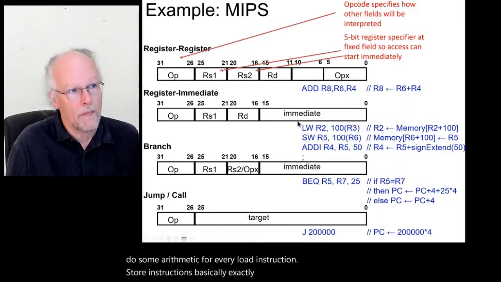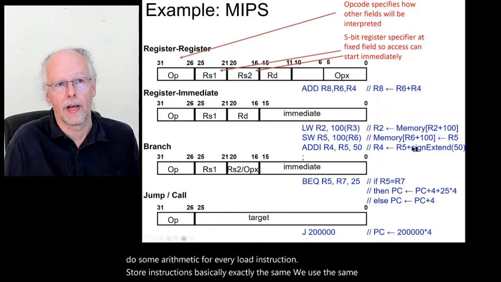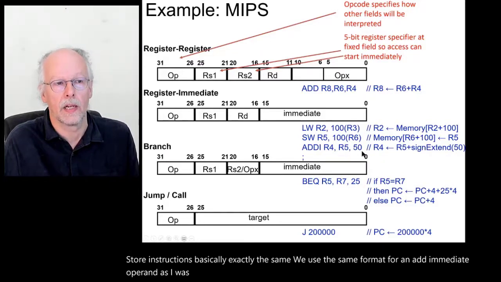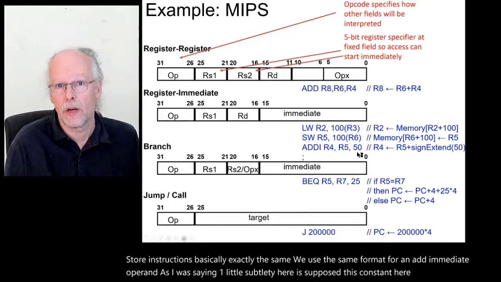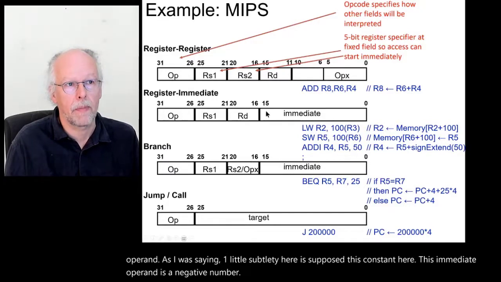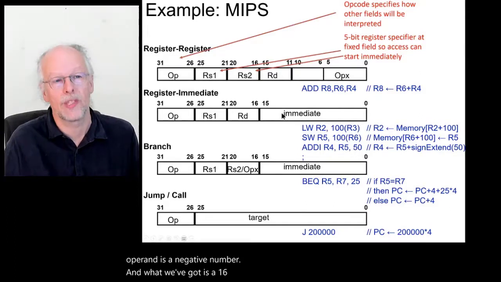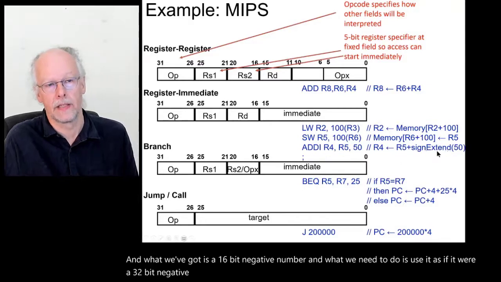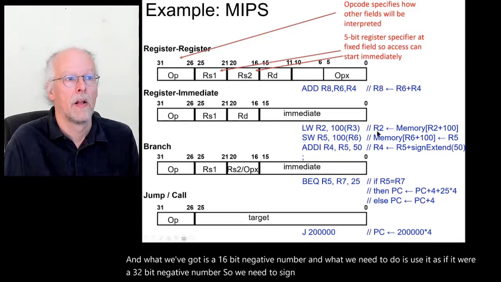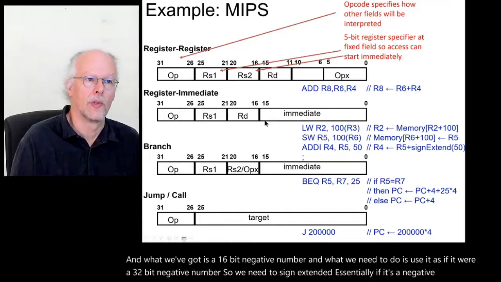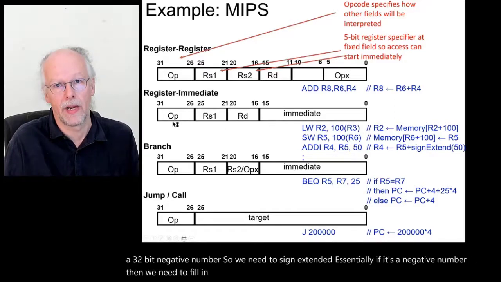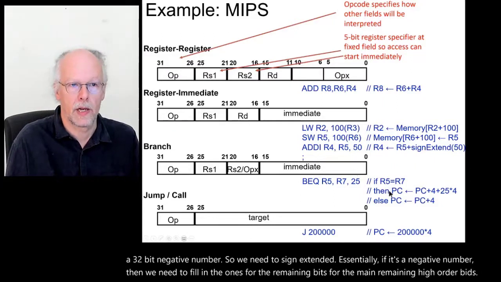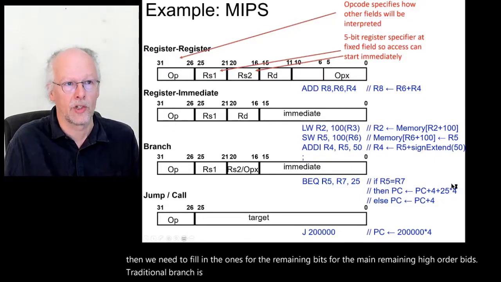We use the same format for an add immediate operand, as I was saying. One little subtlety here is, suppose that this constant here, this immediate operand, is a negative number. What we've got is a 16-bit negative number, and what we need to do is use it as if it were a 32-bit negative number, so we need to sign extend it. Essentially, if it's a negative number, then we need to fill in the ones for the remaining high-order bits. The conditional branch is the relative addressing operation that I mentioned.